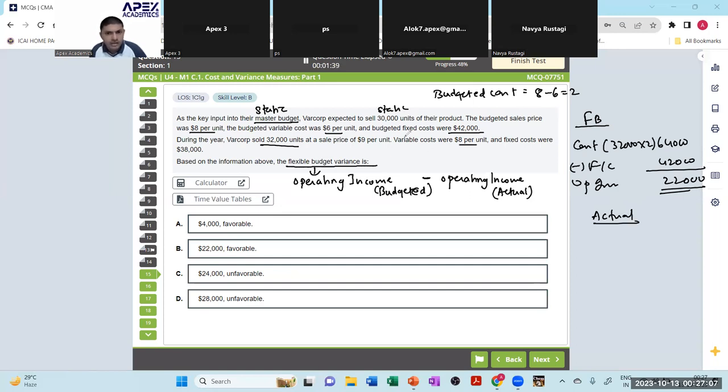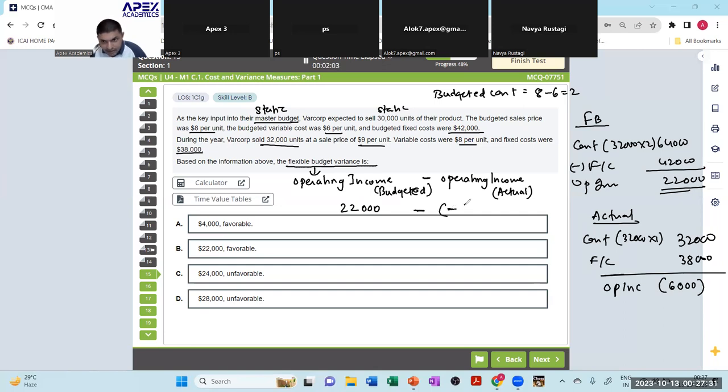Now actual. Variable cost is 8 per unit and selling price is 9 per unit. Can I say contribution is, for 32,000 units, 1 per unit? What is it? 32,000, and fixed cost is 38. So what is operating income? It's a loss of 6,000. Budgeted, how much? 22 minus minus 6, what will it be? 22 plus 6, which is 28. Am I clear about this? Yes or no, ladies and gentlemen? And of course, it is adverse.